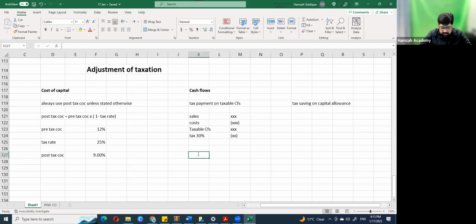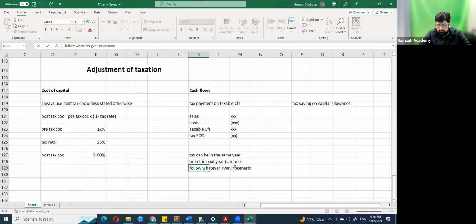It can be, tax can be in the same year or in the next year, which is called arrears. Follow whatever given in scenario. Means for year 1, tax has to be paid in year 2. For year 2, has to be paid in year 3, and so on.